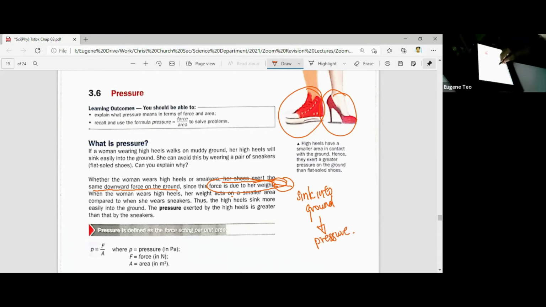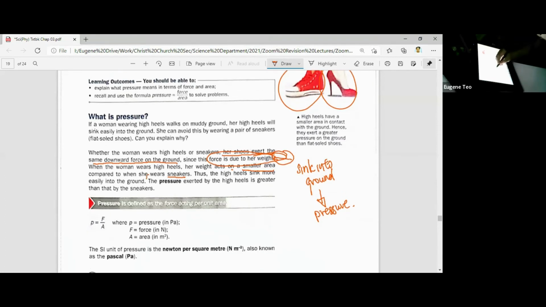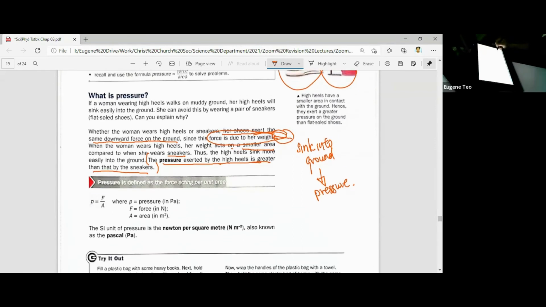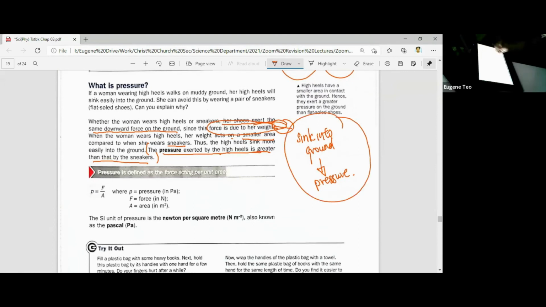When the person wears high heels, her weight acts on a smaller area. When she wears sneakers, the area is bigger. Because the weight acts on a smaller area, there is higher pressure. If it is a bigger area, it is smaller pressure. So you can see the conclusion here: the pressure exerted by the high heel is greater than that of the sneakers. Pressure is the one that causes the object to sink in the ground or not.